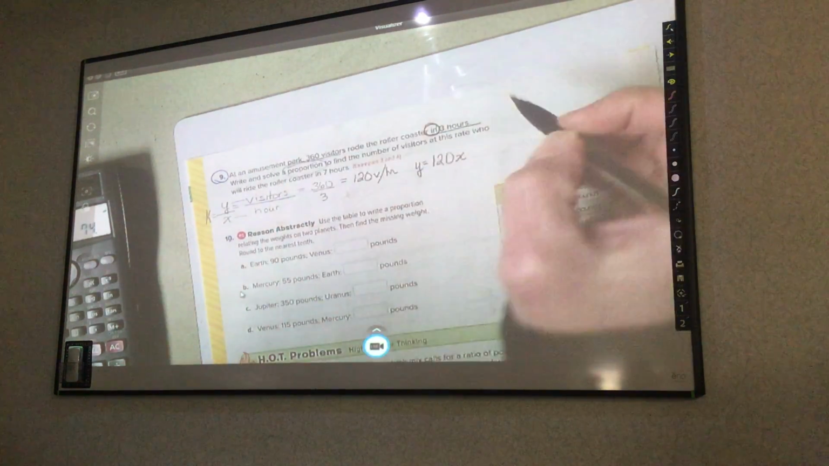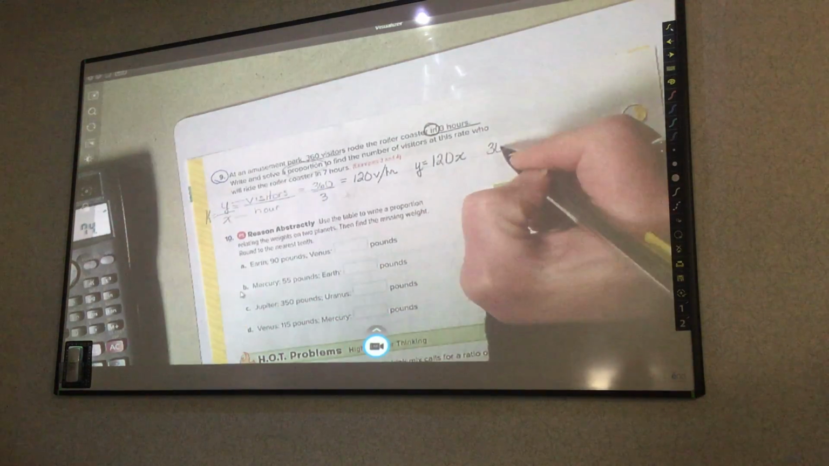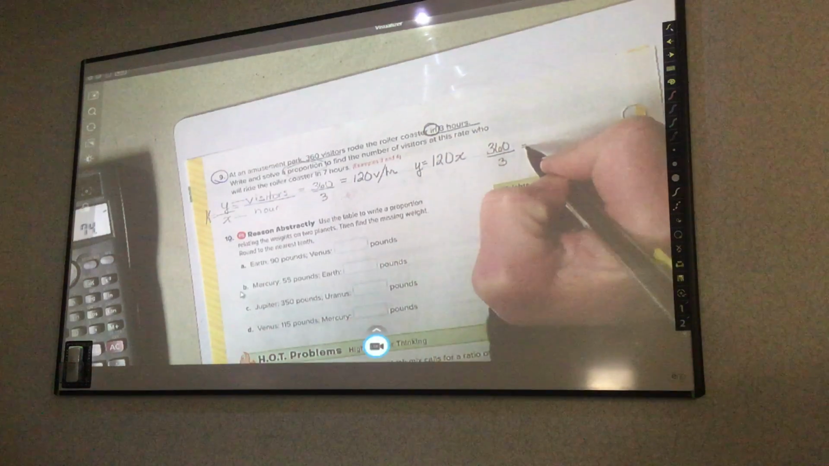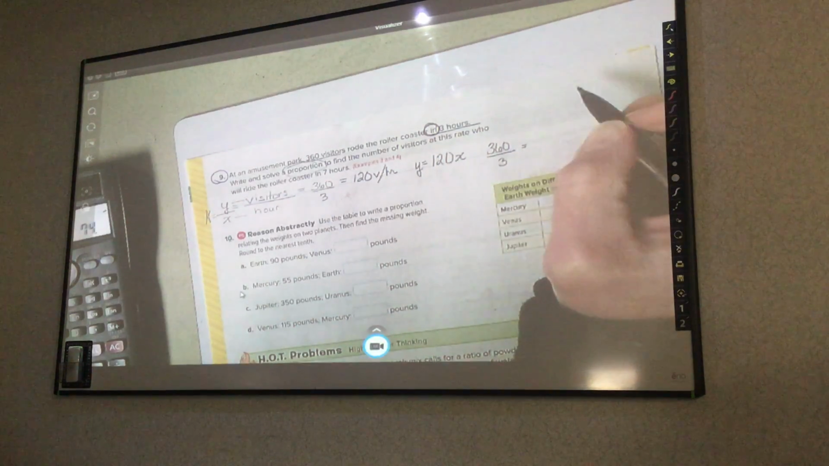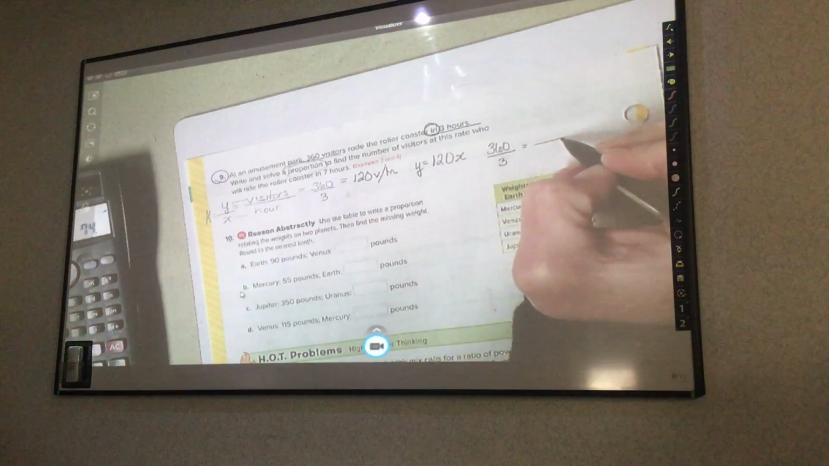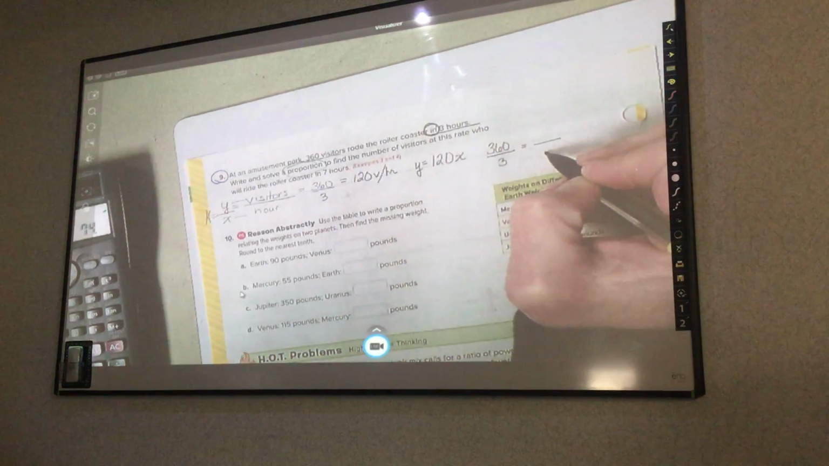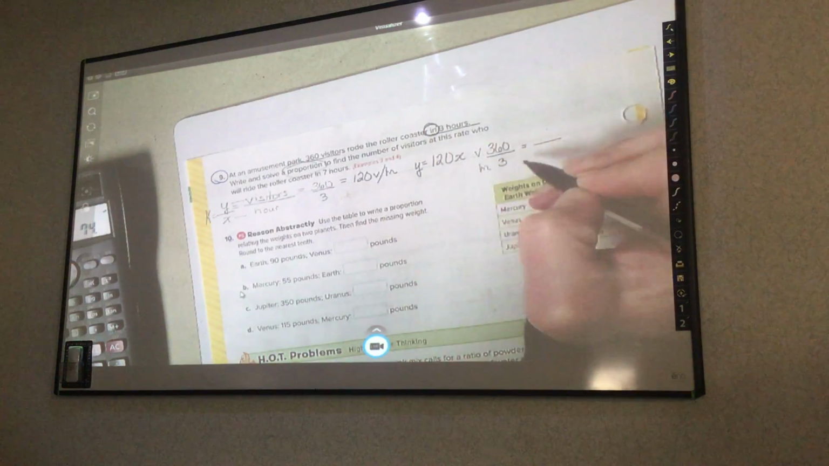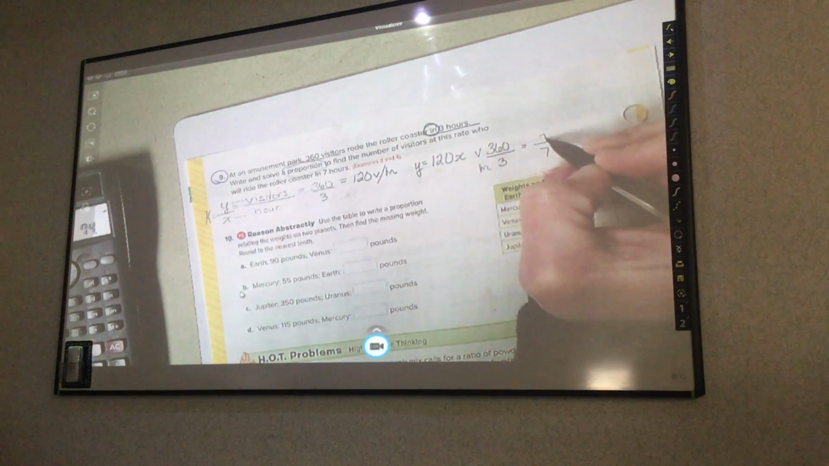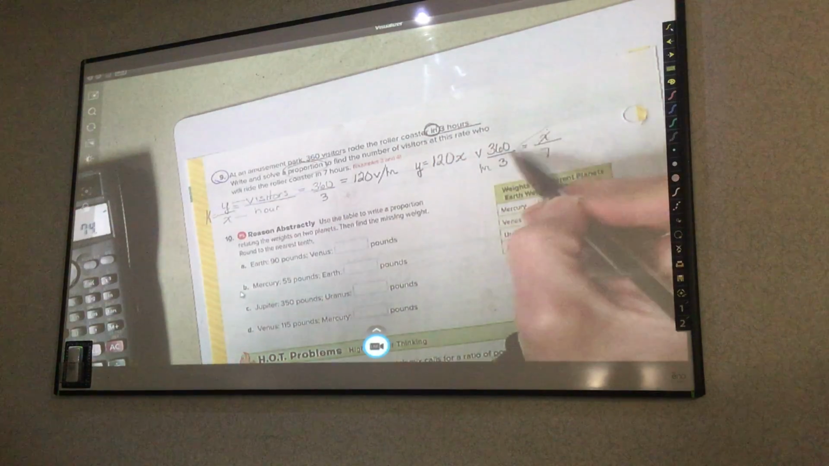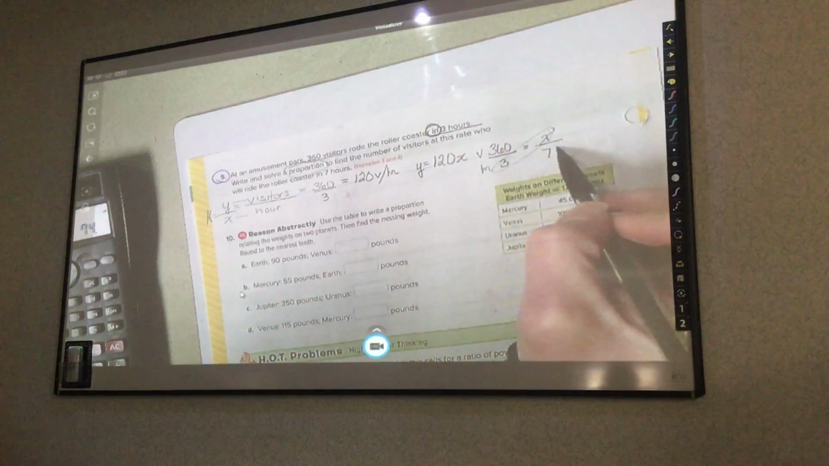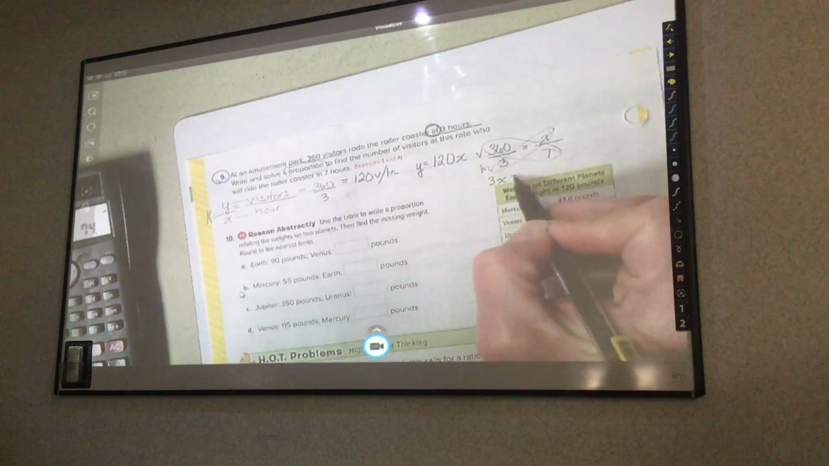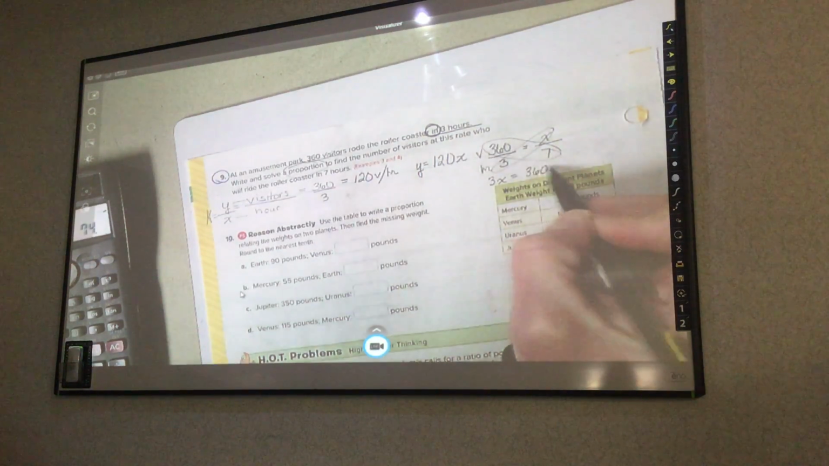I'm going to rewrite 360 over 3 equals. Now I want to know how many will ride the roller coaster in 7 hours. So is my 7 going on the top or the bottom? This is visitors, this is hours, so my x is on top. Cross multiply: 3x equals 360 times 7.